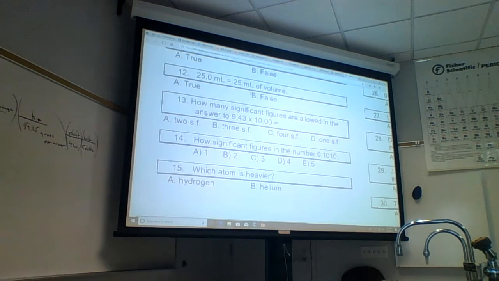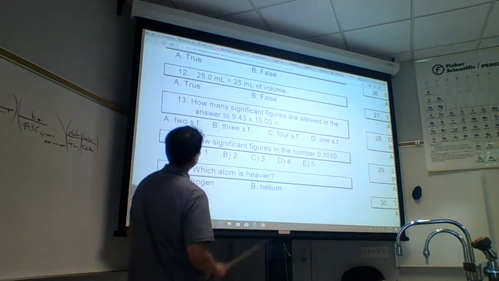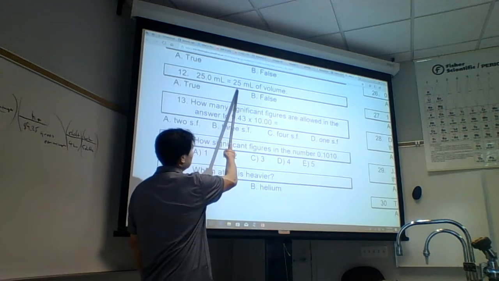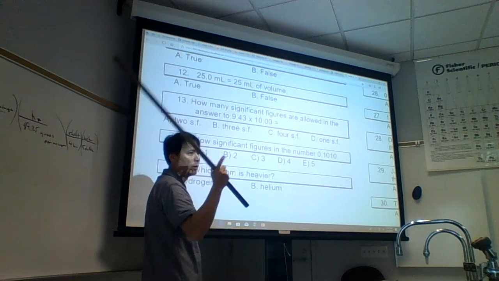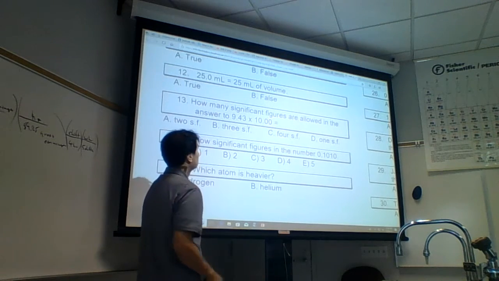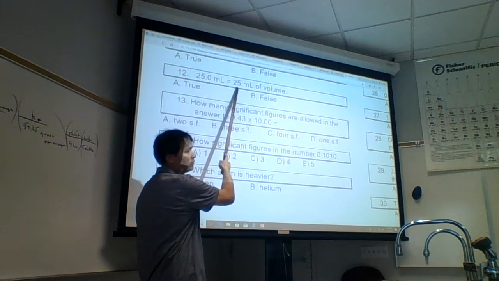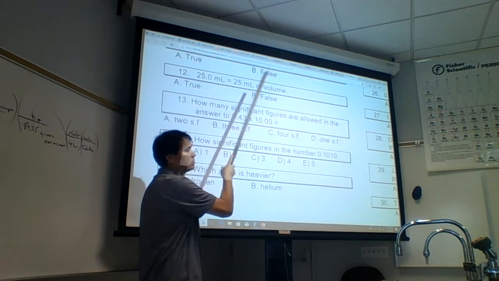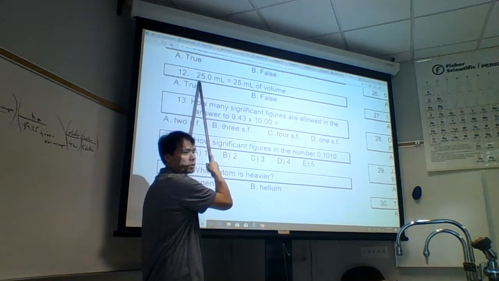Why is 12 false? Because of the uncertainty. In science, whenever we look at a measurement like this, we think about the range of uncertainty. So automatically, I think 24.5 to 25.5 milliliter range. This one is going to have a much more precise range.